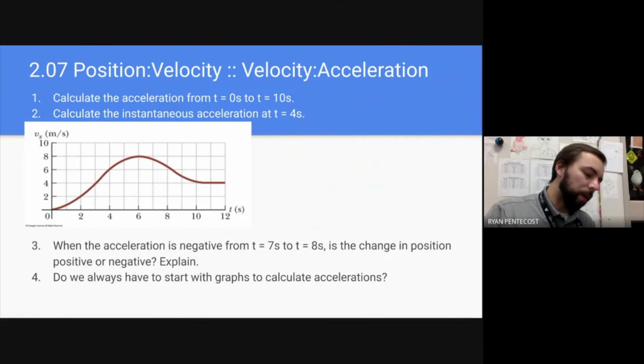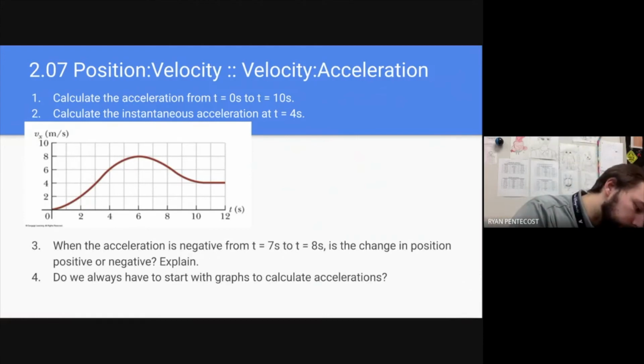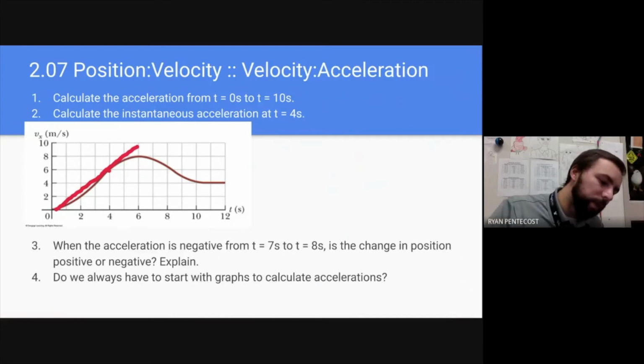Now on number 2, it wants the instantaneous acceleration. How do we find the instantaneous acceleration? We would need the instantaneous slope at a certain point, and we talked about that before. That would be the tangent line. So you would go to 4 seconds and do your best to draw a tangent line. Not really easy to do.